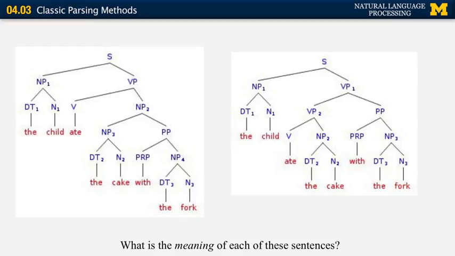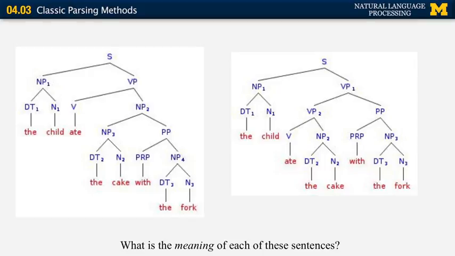Let's look at the syntactic tree. The one on the left-hand side has the prepositional phrase with the fork as part of the cake with the fork. So it's part of the noun phrase, whereas the one on the right-hand side has with the fork at the same level as ate. So to remind you, we have looked at examples like this before. The one on the left-hand side is an example of noun attachment or low attachment, and the one on the right-hand side is an example of a high attachment, also known as verb attachment.